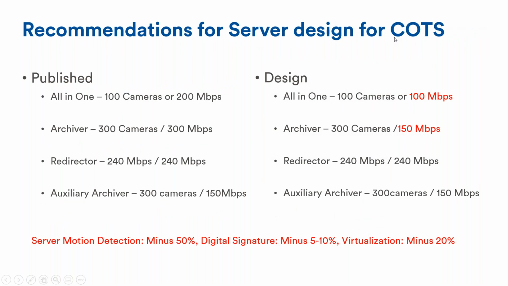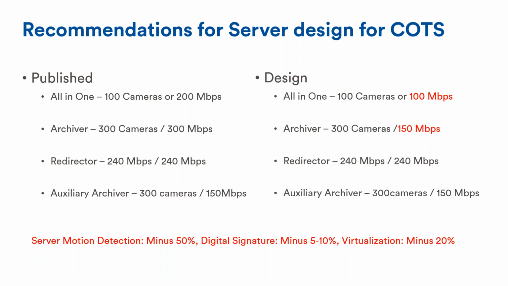Recommendations for server designs for COTS, which stands for commercial off-the-shelf server. Here are the published numbers on the left-hand side that we saw in the system requirements doc. If you're designing, like I said, you want to leave some headroom. I think some of these numbers may be a little extreme. All-in-one is archiver, directory, and media router on the same server. Published is 200 megabits per second. We say maybe only design for 100 megabits per second. That might be a little low, but the point here is you need to leave headroom.